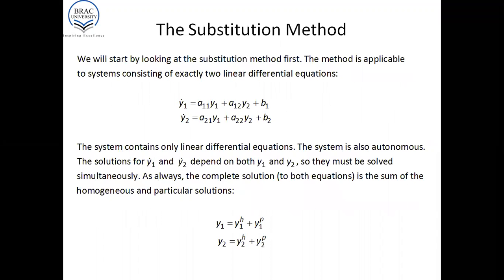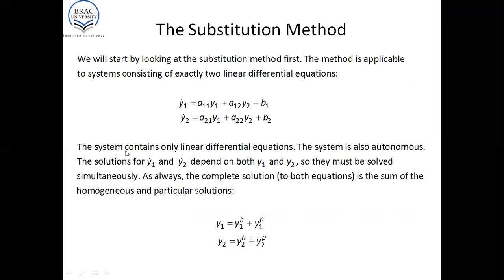Let's look at the substitution method first. The method is applicable to systems consisting of exactly two linear differential equations. So y1 dot is equal to a11 y1 plus a12 y2 plus b1. y2 dot is equal to a21 y1 plus a22 y2 plus b2.